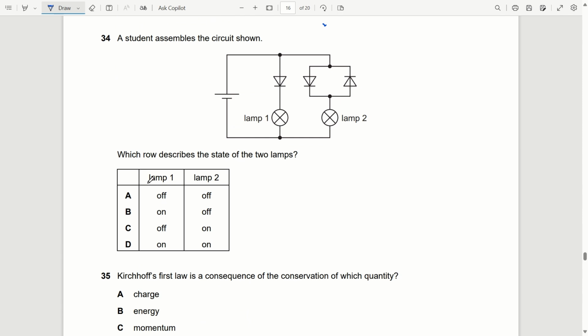34th, a student assembled the circuit as shown. Which row describes the state of two lamps? Now we can see from here current will be divided, here again divided. So this is forward biasing, reverse biasing. So in both the cases, both the lamps will work, because here also current is being passed through this diode. Here also this diode is working. So lamp 1 and lamp 2 both will work. So option D is the correct.